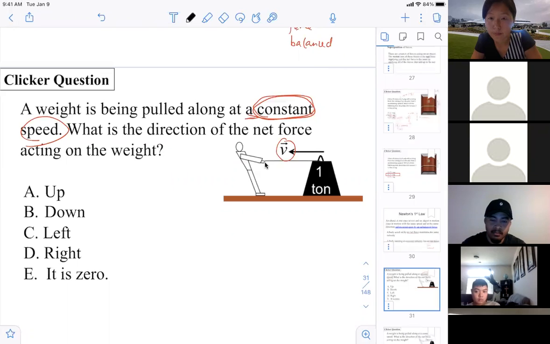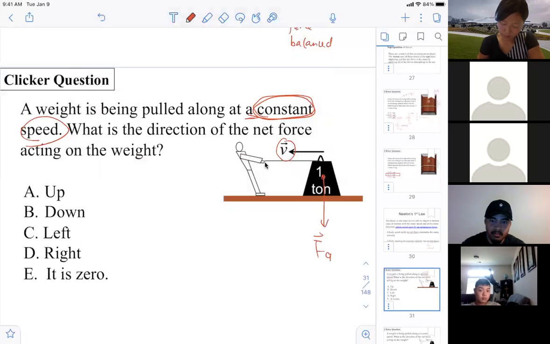For the up and down force, kind of like when we walk, we don't fall through the ground. I'm just going to assume that the normal force and gravity cancel each other out, especially because the velocity vector is pointing purely to the left, so completely horizontal. And because the guy is just pulling with the rope to the left, because he's leaning back, and because the velocity vector is to the left, I picked C, to the left.